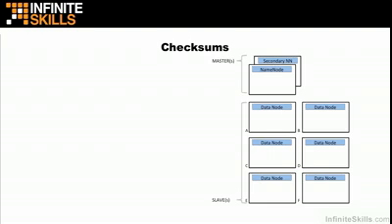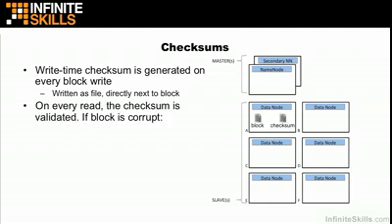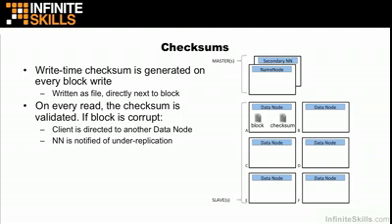HDFS also uses checksums to ensure the integrity of the data that's written. A write time checksum is generated every time a block is written into the data node. This is written as a file directly next to the block on the hard disk of the data node. Every time a client makes a subsequent read of that block from the data node, the read time checksum is compared to the write time checksum, and if a block is corrupt, the client is directed to another data node. The name node is notified that this data node no longer has a valid block and it's under-replicated, and then the name node handles the re-replication of the block, just as we saw in the previous slide.